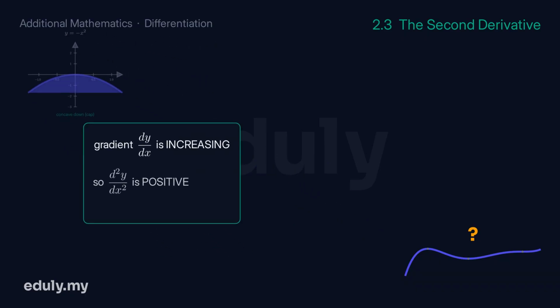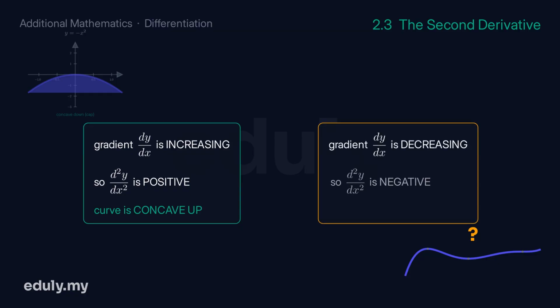1 sentence each. If the gradient is climbing through the flat spot, that climbing rate, the second derivative, is positive, so concave up, a cup. If the gradient is falling, it's negative, concave down, a cap. You don't need the picture once you have that number. The sign tells you the bend.